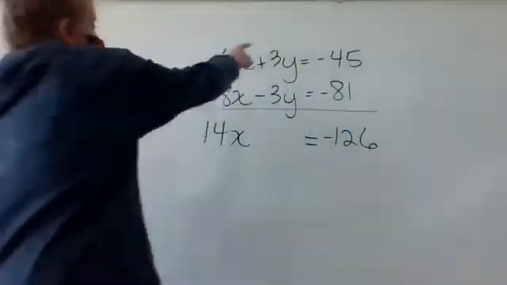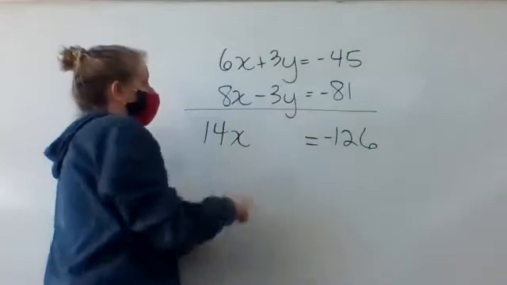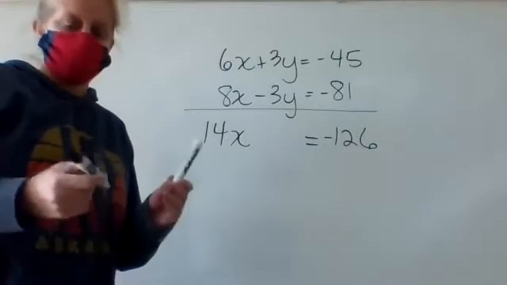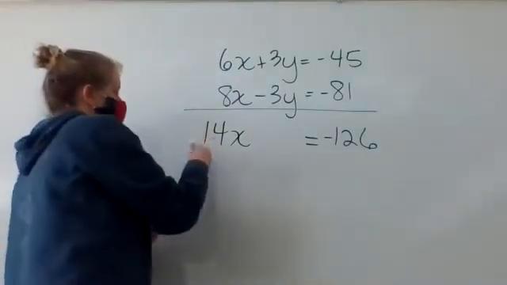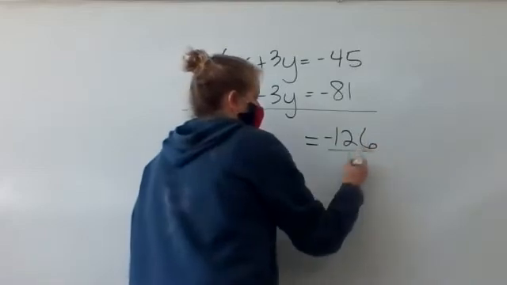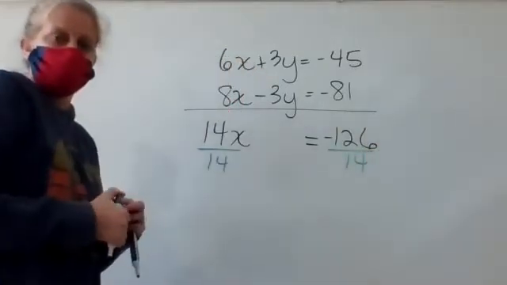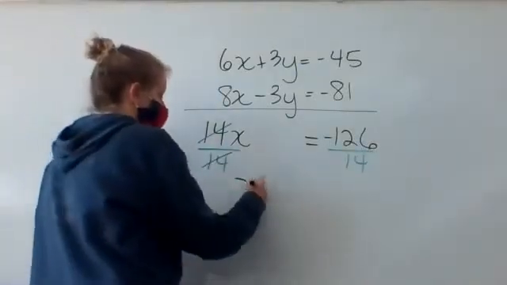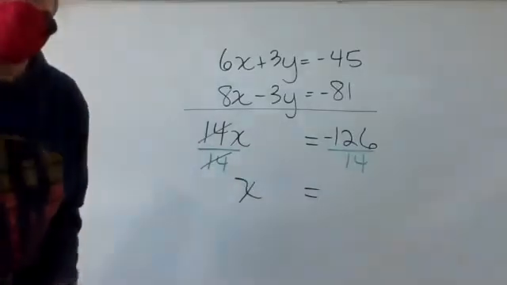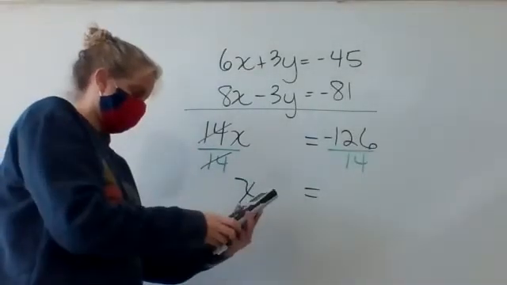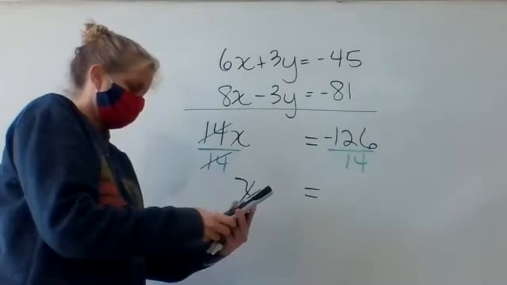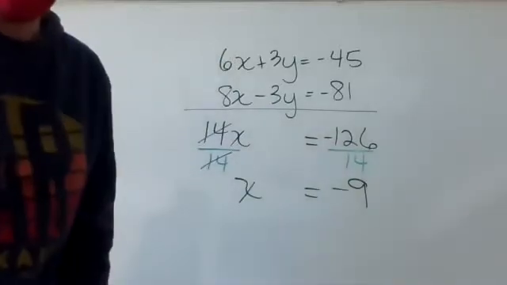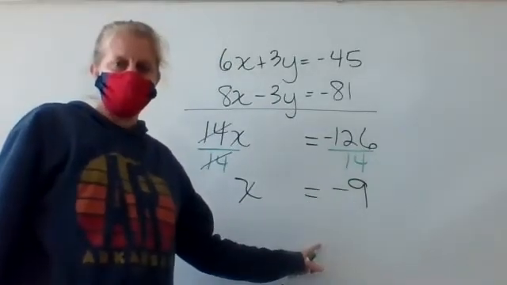Okay, so now that I've added these 2 together and eliminated my y's, I just have an equation that needs to be solved for x. To solve for x, I just need to divide both sides by that 14. So now the 14s cancel. Here's my x equals negative 126 divided by 14, which gives me negative 9. So now I know what x is.